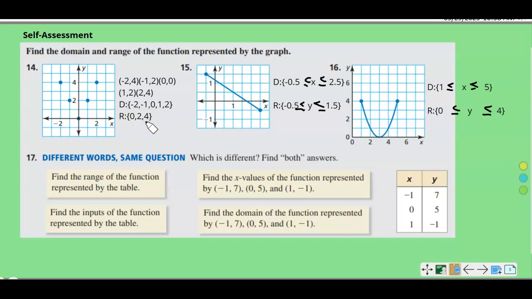It's not necessarily wrong if you write all the numbers and they're not in order, but this is the way you're going to see it most often, and this is the best way to represent your range.